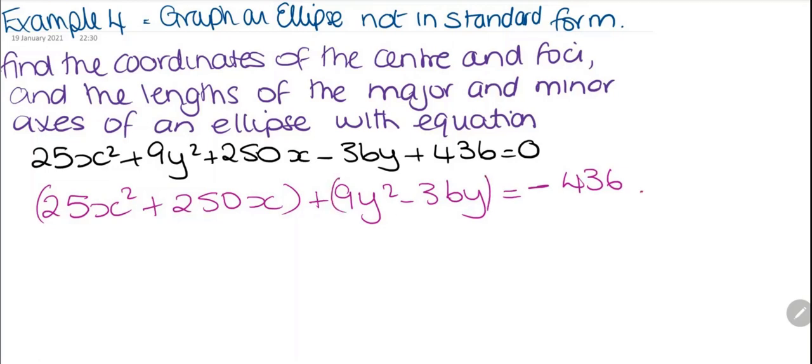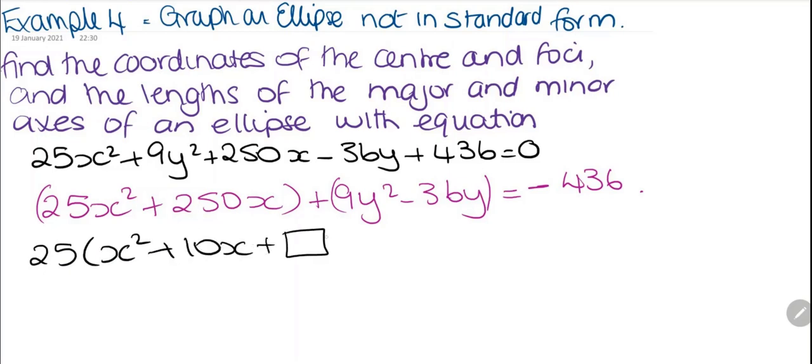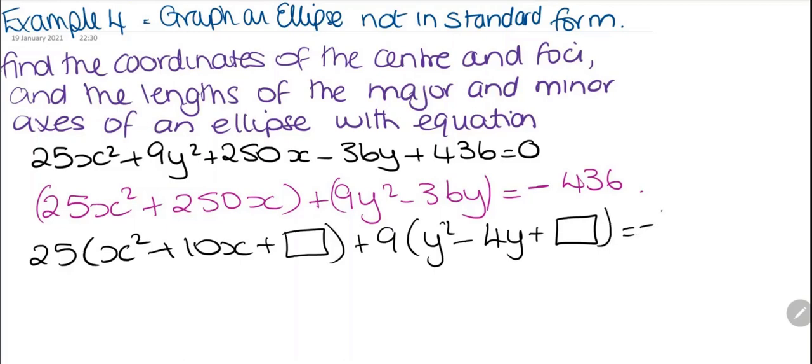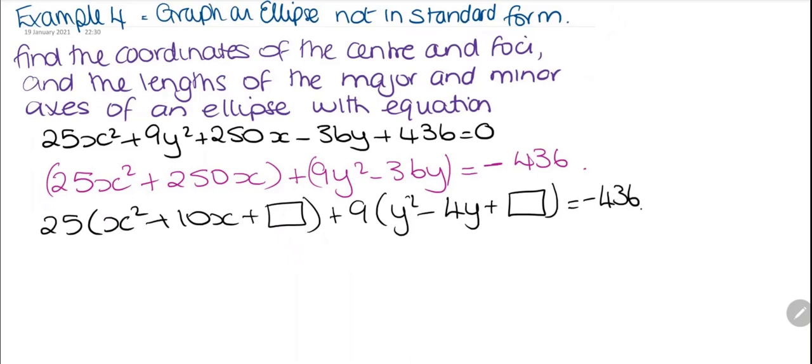Now I need to factor so I can complete the square. So I'm going to factor by 25. So x squared plus 10x, and I'm going to be adding something. And I'm going to factor by 9. So y squared minus 4y plus something. And this is going to be minus 436.